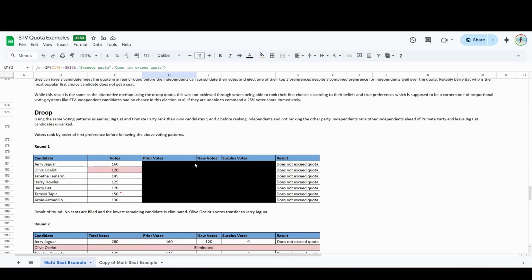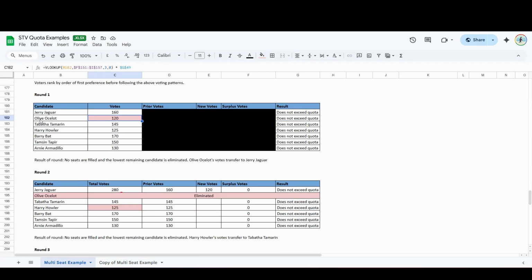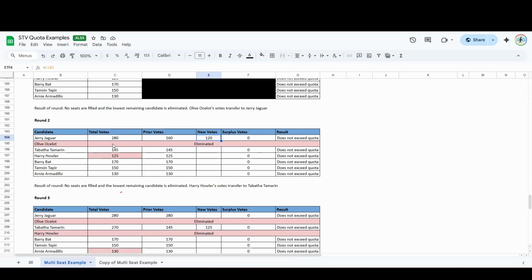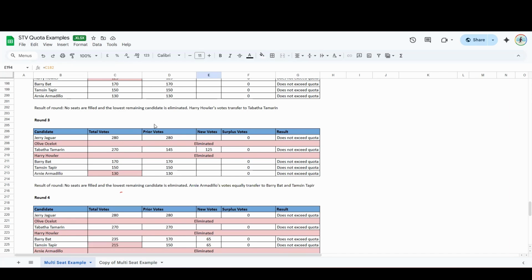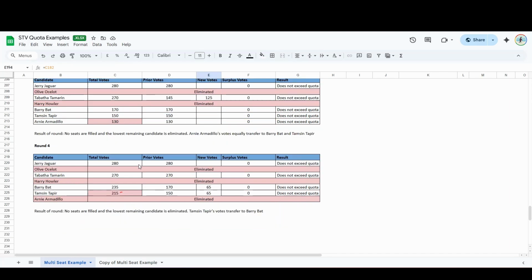But we go through the Droop example again. In Droop, the parties didn't tell anyone to vote tactically, so this is just as per their popularity. So in this one, Olive Ocelot gets eliminated in round one. Votes transferred to Jerry Jaguar, a big cat candidate, but no one's exceeded the quota. So we go through it more and more. I won't talk through each round, but you can see who's being eliminated each round.